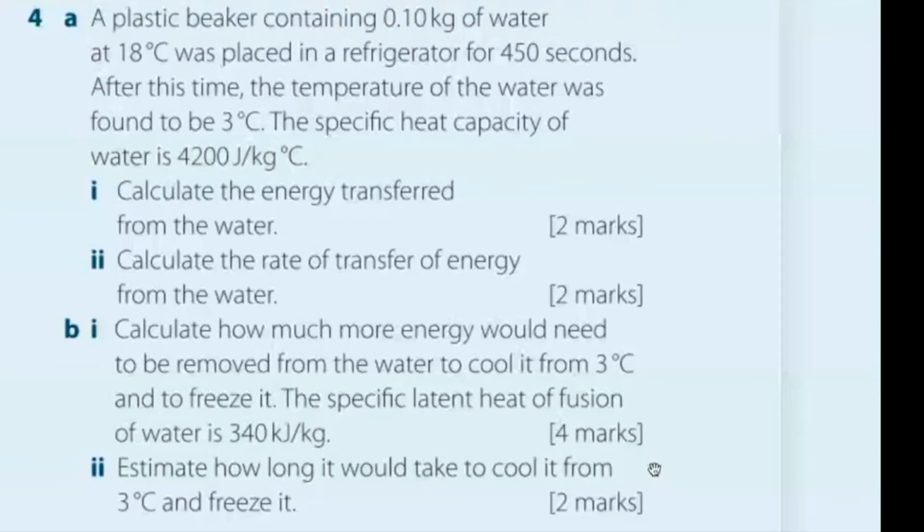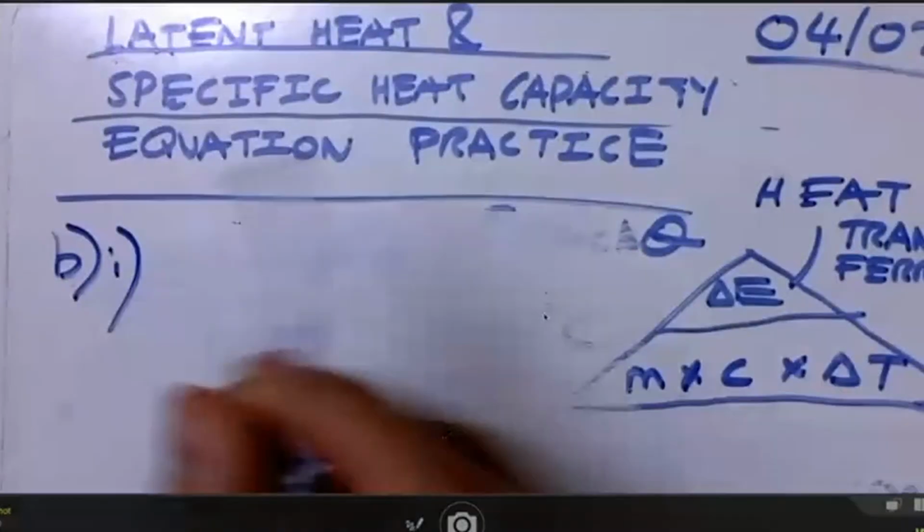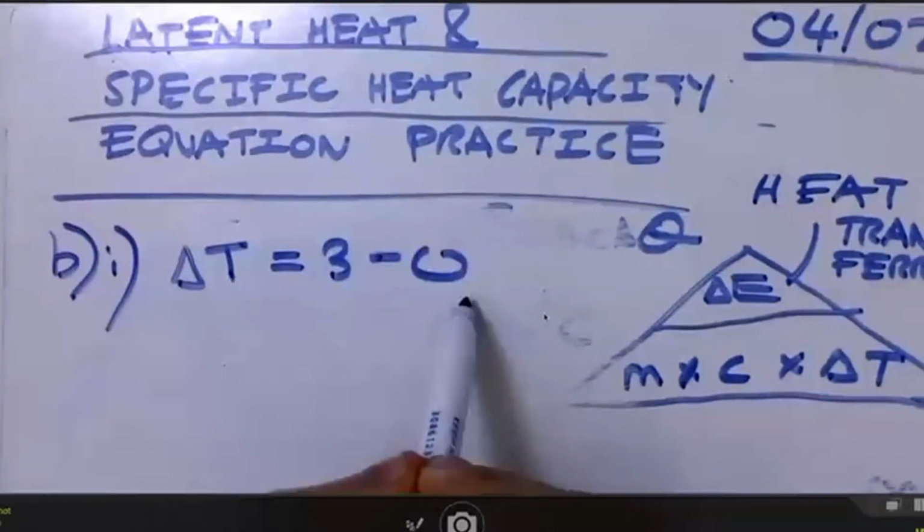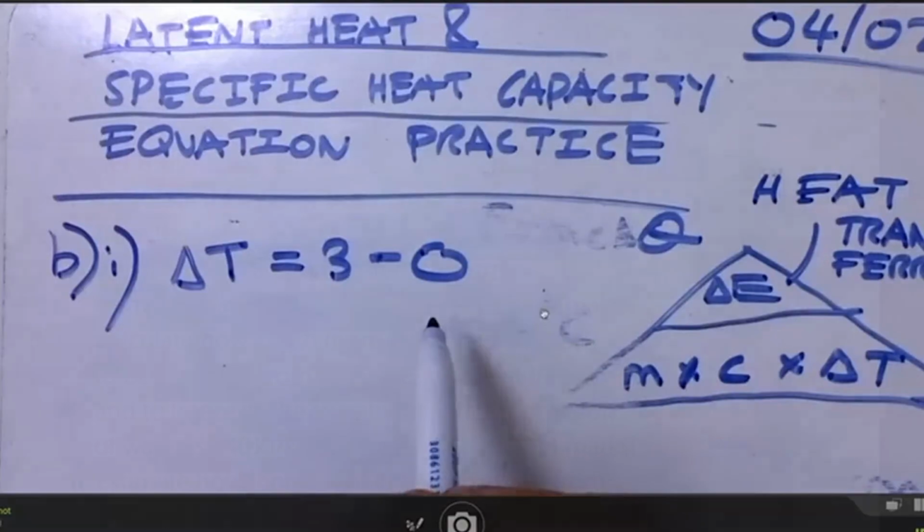This question we need to combine formulas. First things first, you need to know the freezing point of water is 0 degrees Celsius. That's when it becomes solid. So therefore, the change in temperature is going to be 3 minus 0. That's the bit of additional information or general knowledge you should know to answer this question. So this is B, part I. I now know my delta T is equal to 3 minus 0, because it goes to freezing point.